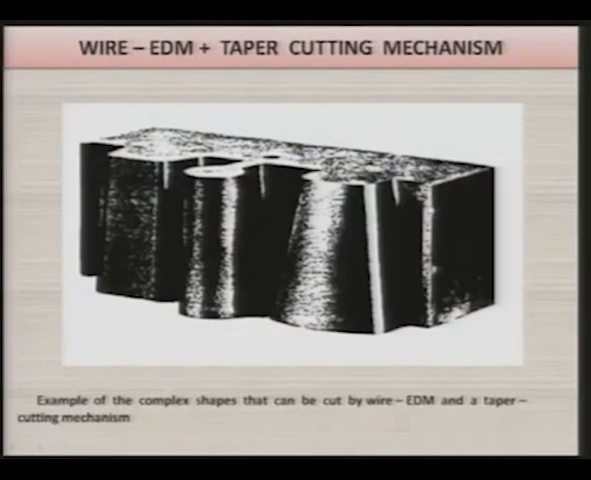Now, this is another interesting example. This 3-dimensional tapered component you cannot machine by other processes, as it can be easily machined with the help of wire EDM process. Example of the complex shapes that can be cut by wire EDM and a taper cutting mechanism. As you can see here, there is a clear cut taper in the vertical direction, and again it is a 3D component. Here the shape is different than in this particular case. So, this can be easily cut by wire EDM process.